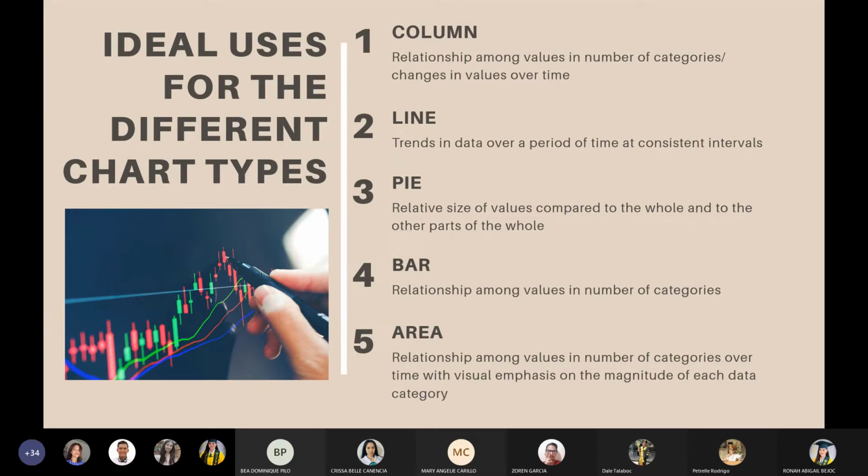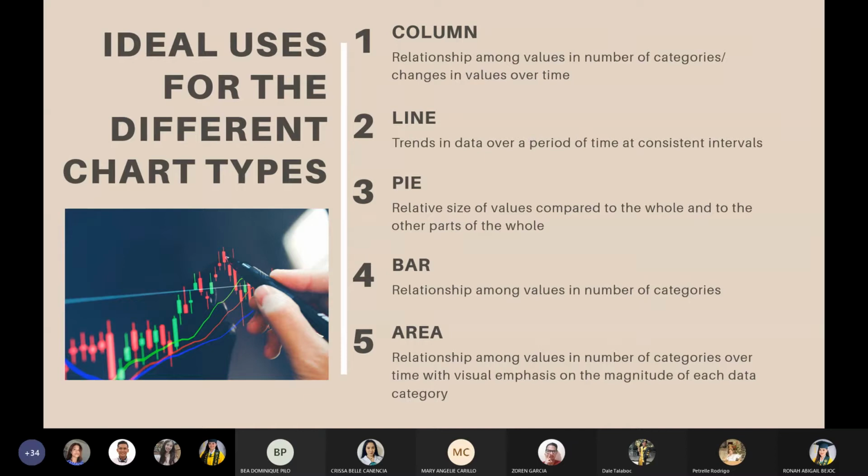So let's start with the first five. Para dili overwhelming, gi-divide nako into five. First, we have column, which shows a relationship among values in number of categories or changes in values over time. Like the example that I presented earlier, the column chart is ideal if you want to compare a single category of data, like in our example ganina, katong sales, between different cities. So column, usually gigamit sa mga tao, no? It's easier to understand magod.